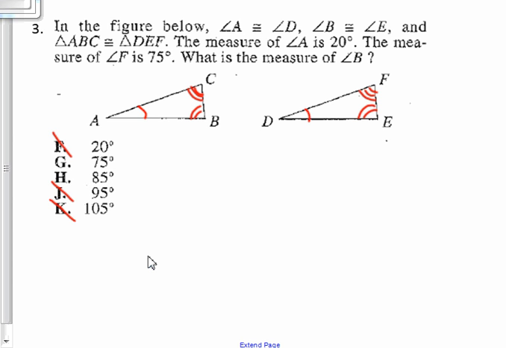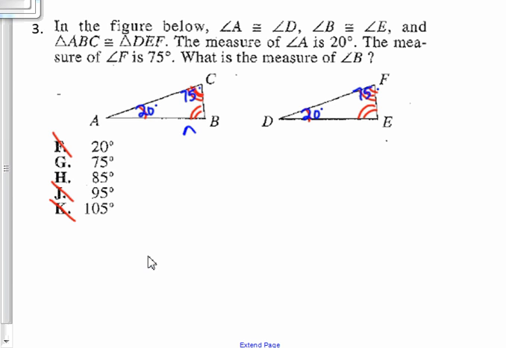Then it gives us some additional information. It says that angle A is 20 degrees. So A is 20 degrees, which means angle D is also 20 degrees. The measure of angle F is 75 degrees, which means the measure of angle C is 75 degrees.